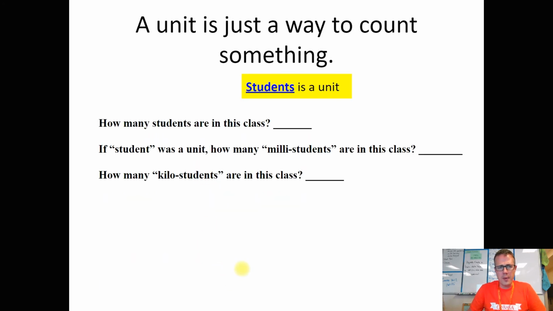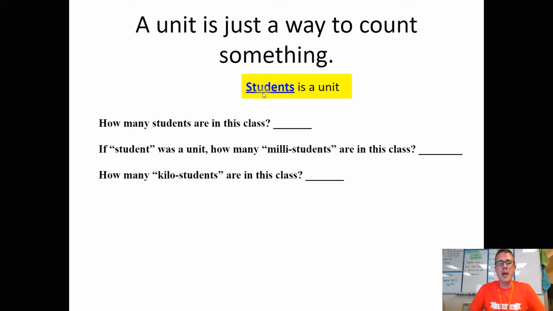So let's review really quick. A unit is just a way to count something. So let's say that you are counting the number of students. Well, students is a unit because it's a way you're counting something. We could have kilo students and millistudents and centi students. We can put all of those metric prefixes in front of any unit.